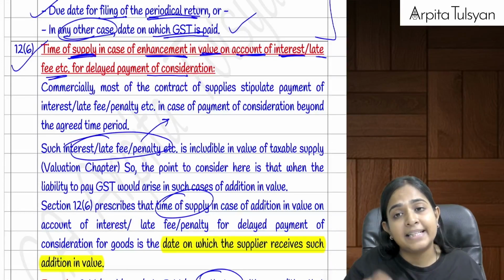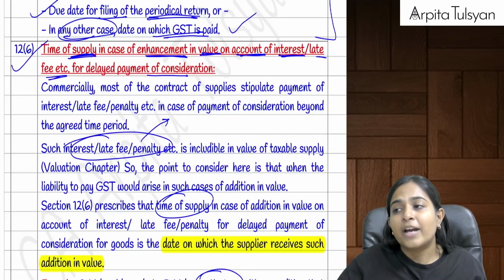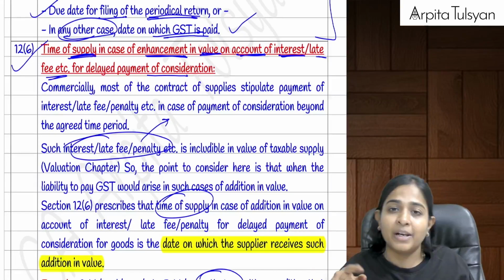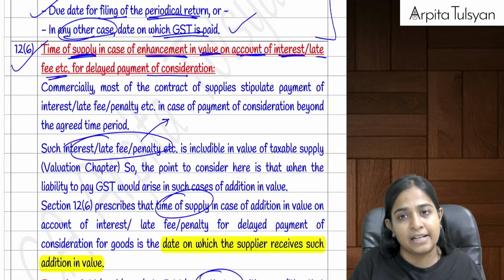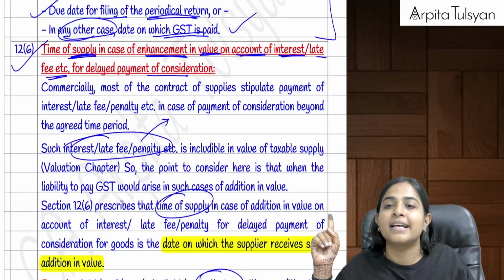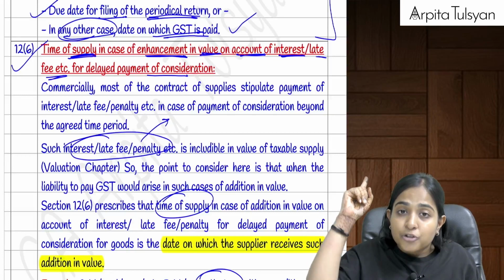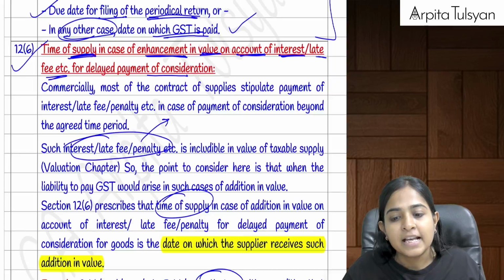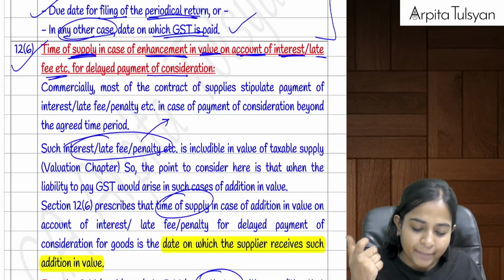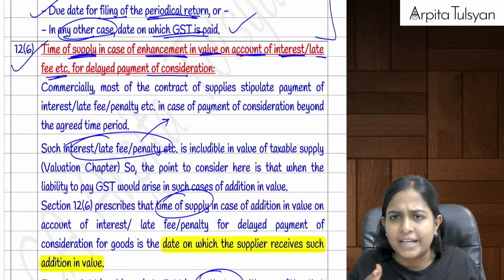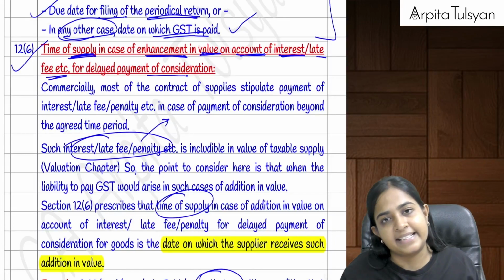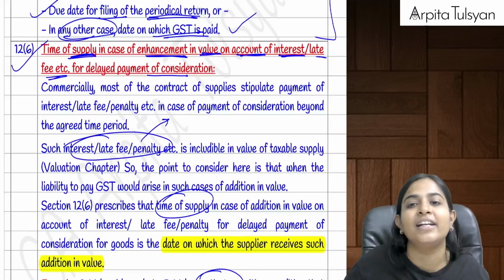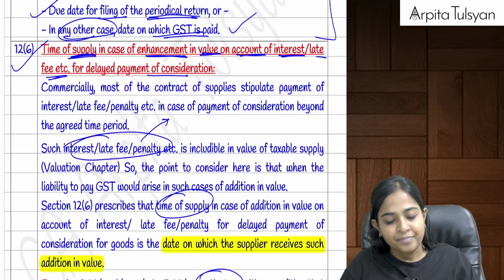One more example. Let's say supply happened in the month of April. I received the payment in the month of June. So time of supply for the goods will be calculated in the month of April itself. But for that 5,000, since I received the money in the month of June, the time of supply will be June for that. Are you clear with this? So for this addition, that can be in the form of interest, penalty, or late fees, etc., time of supply will be the time when I actually receive this extra money. Are you clear with this?